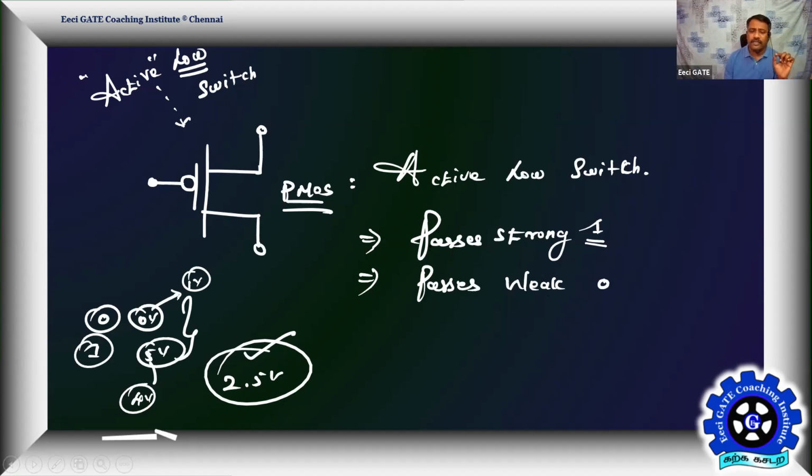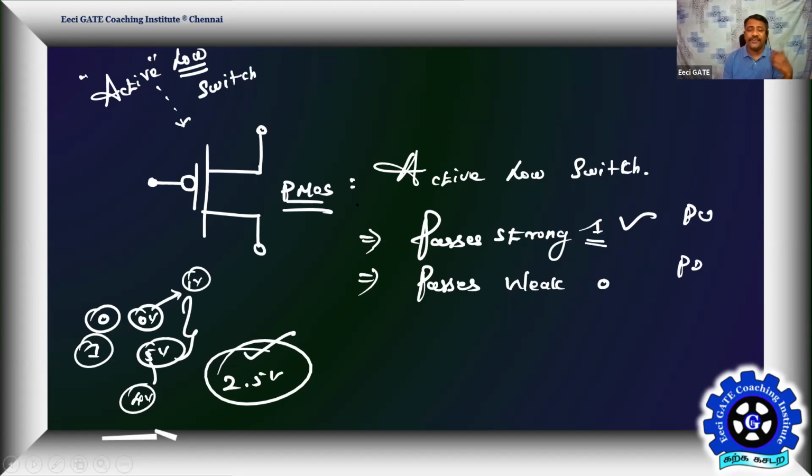The benefit of PMOS is that it is a very good passer of logic 1, strong 1. But if you ask PMOS to pass logic 0, it will pass only weak 0. So it's a switch, and I said already we are going to use two switches, either for pull up or pull down purpose. Suppose you use the PMOS switch for pull up, it is happily going to pass a strong 1 to the output variable.